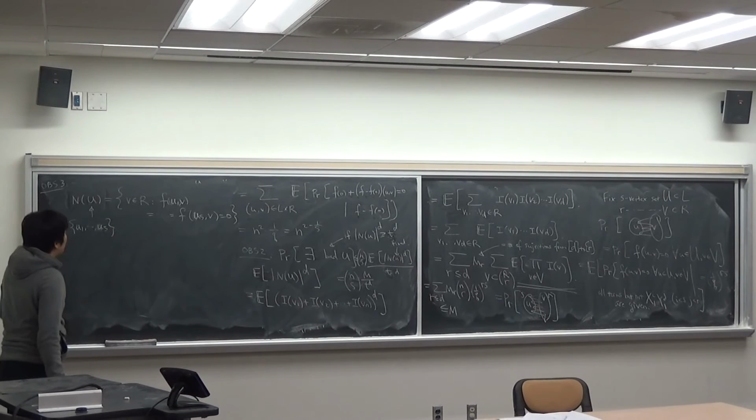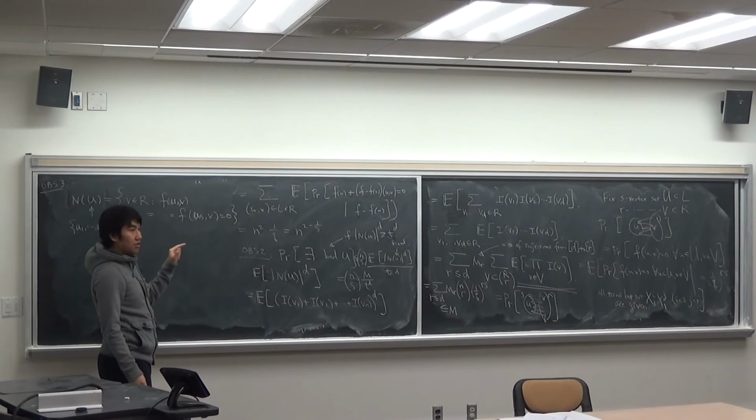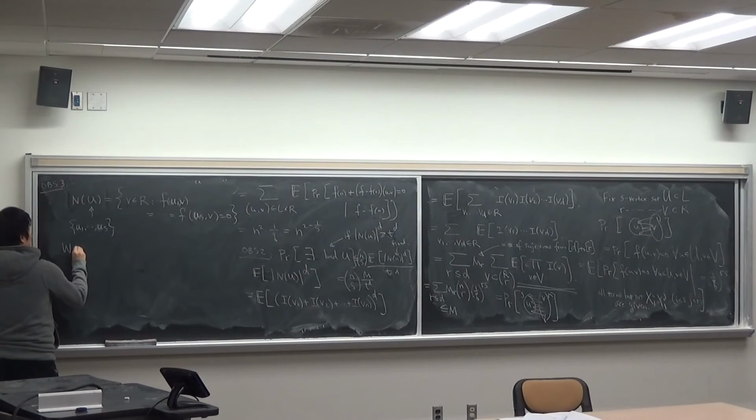So it's in the common neighborhood of U if V connects to all the vertices in U. And if it connects to all the vertices in U, that means F of U1, V up to F of Us, V is equal to 0, by our definition of the graph. In particular, we're interested in such a set W.